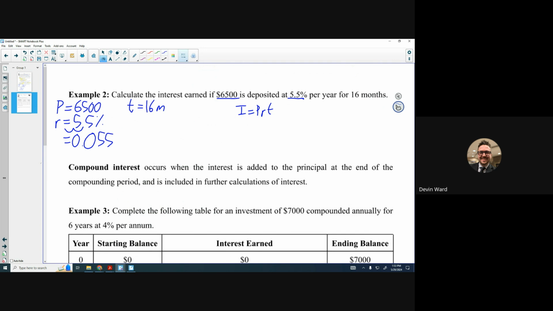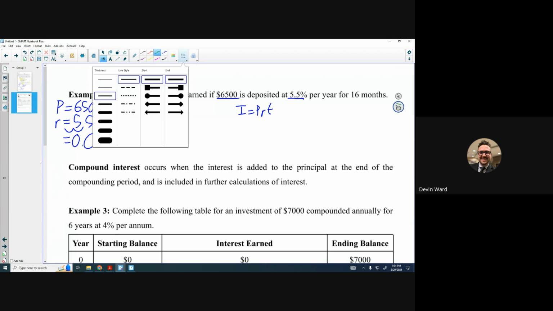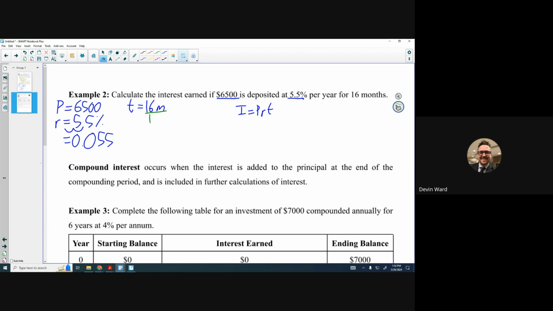So how do I convert this from months to years? Well, what I can do is divide by how many months there are in a year. There's 12 months in a year, so if I divide 16 months by 12, that will get me 1.33 repeating years. Okay, so it's a year and a third. Okay, so that is my time.